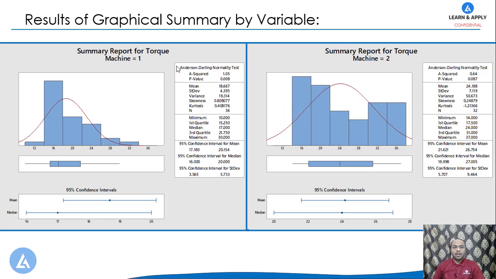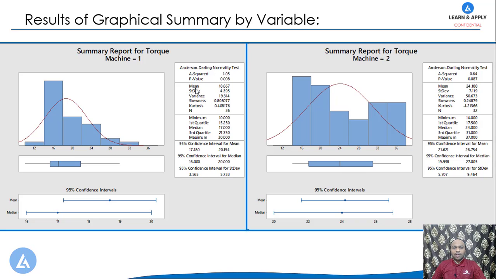Now if we compare these two graphs from the two machines together, then we can say the p-value for the Anderson-Darling normality test for machine 1 is less than 0.05. So this is not following the normal distribution. But for machine 2, it is more than 0.05. So machine 2 is following the normal distribution.